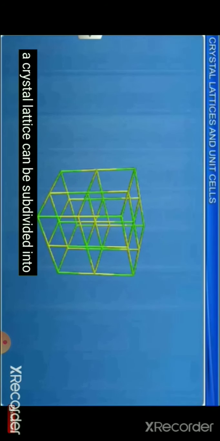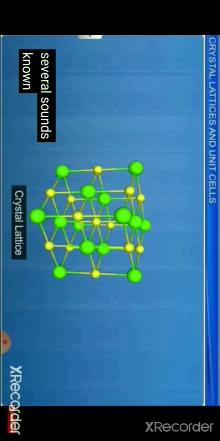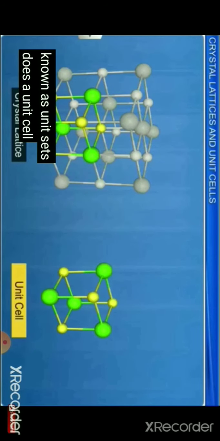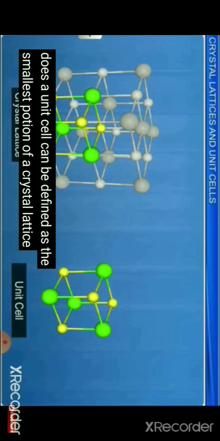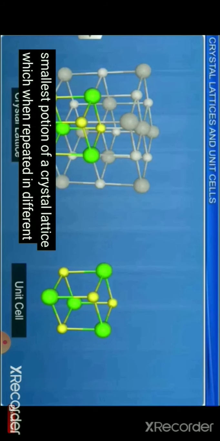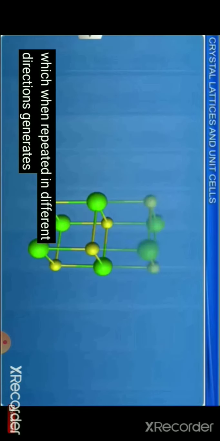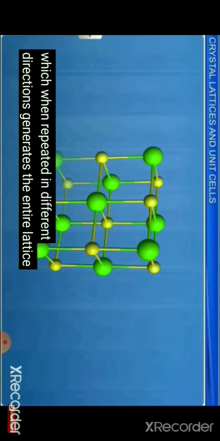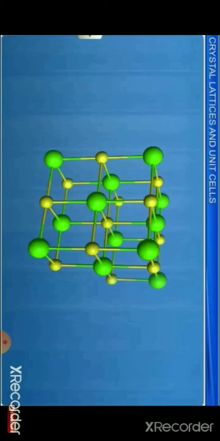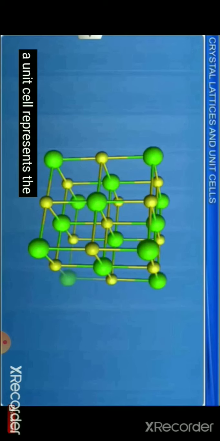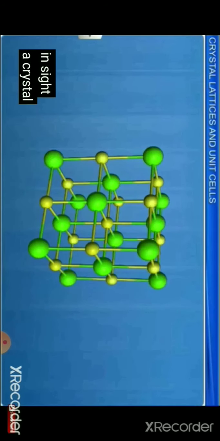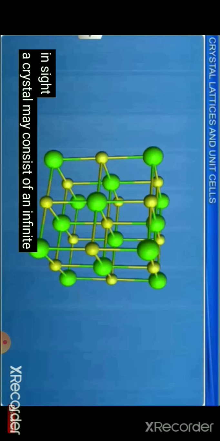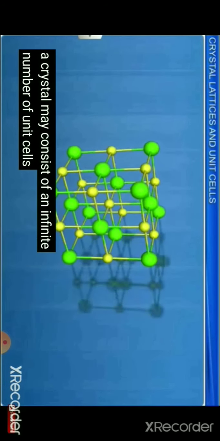A crystal lattice can be subdivided into several parts known as unit cells. Thus, a unit cell can be defined as the smallest portion of a crystal lattice which, when repeated in different directions, generates the entire lattice. A unit cell represents the shape of the entire crystal. A crystal may consist of an infinite number of unit cells.